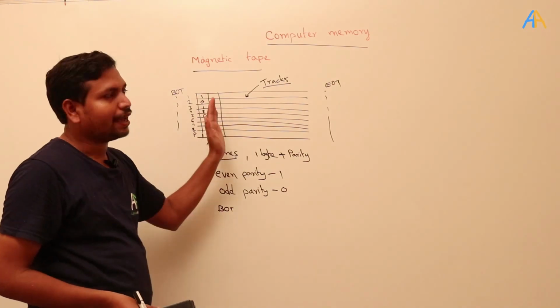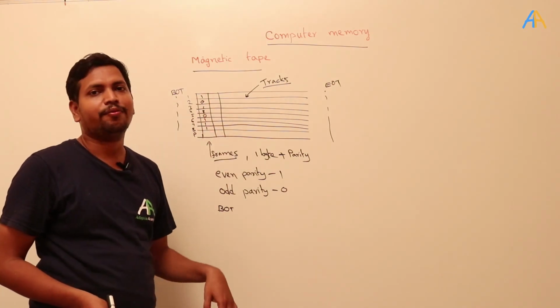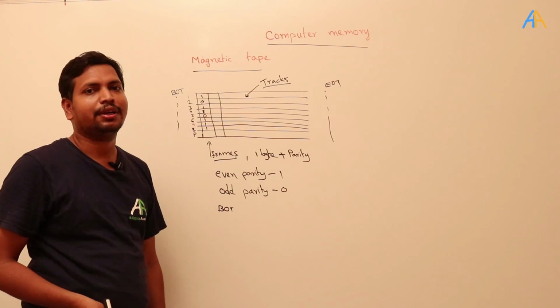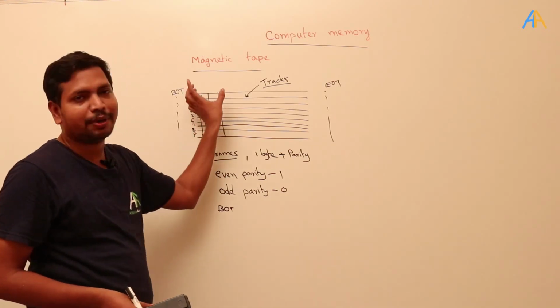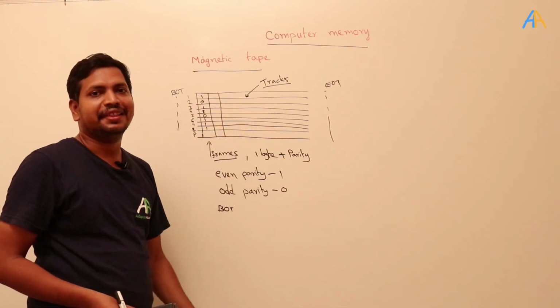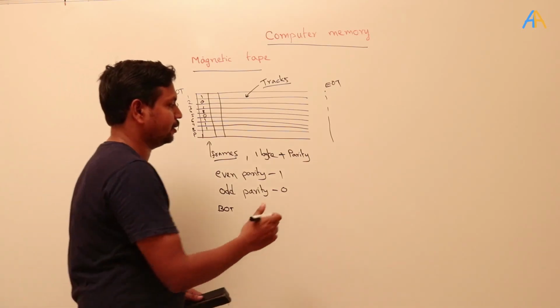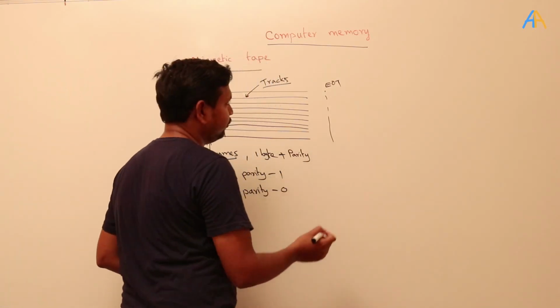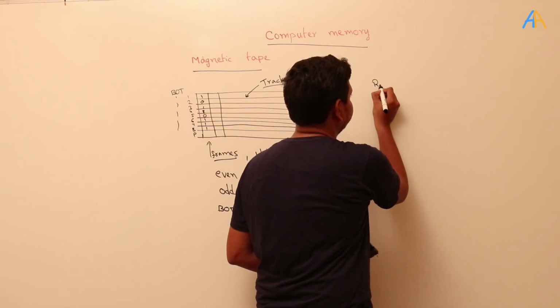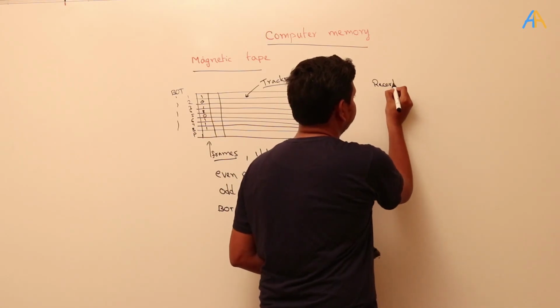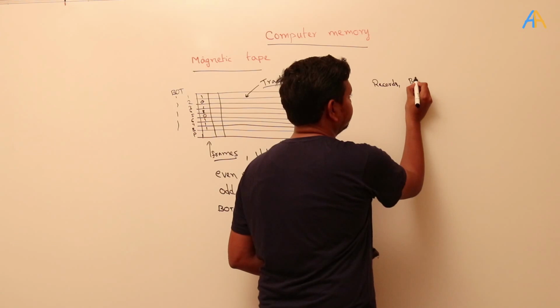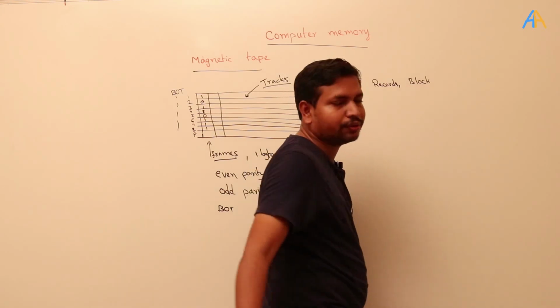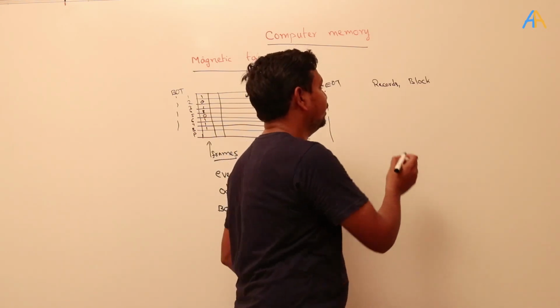On these tracks, data is recorded in the form of blocks. Actually blocks are nothing but records, that means multiple frames are called a record. There is a gap between each record. So there is always a gap between blocks.